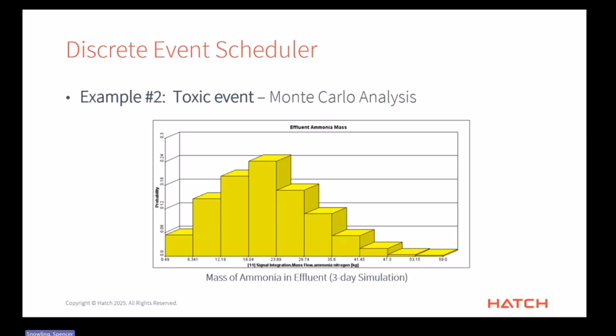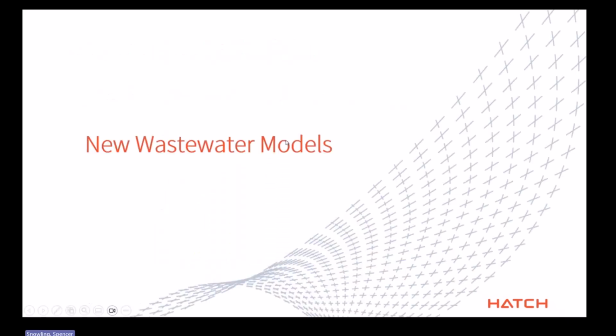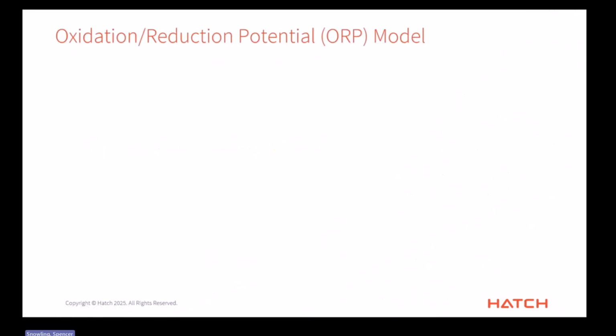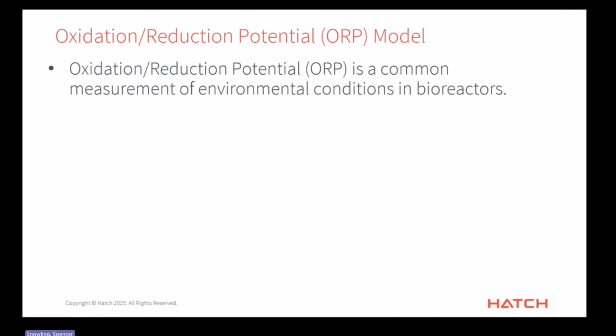Okay, so I'm going to move on from that to talk about a few of the other new models that we have available in GPSX in version 9. One of the more interesting ones that's been added now is an ORP model. We've had requests for this for many years, and we didn't quite have a good way to implement it until recently, on some work that we did.